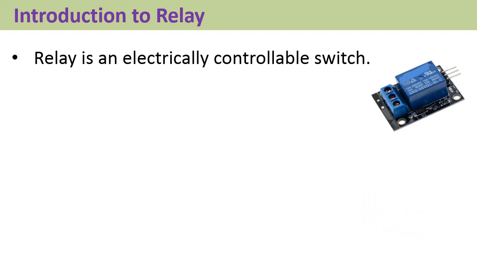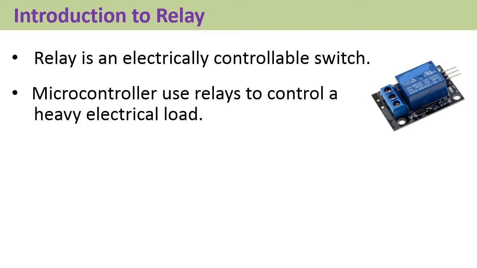Relay is an electrically controllable switch. It is used to switch a high voltage or high current circuit using a low voltage or low current circuit. Suppose you want to control a bulb or a fan which works on 230 volt AC through a microcontroller which works on 5 volt. In such cases, relay is used.